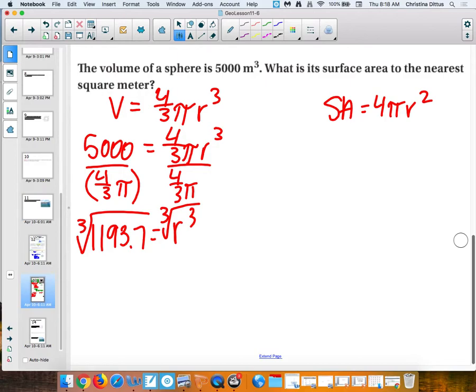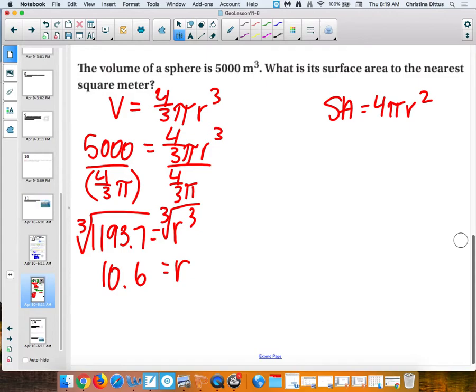Hold on, we're writing this on the board. You should get, make sure you know how to do this, 10.6. Meters, right? Yeah. 10.6 meters. So all there was was the math, third root.